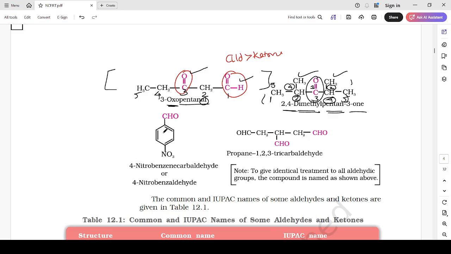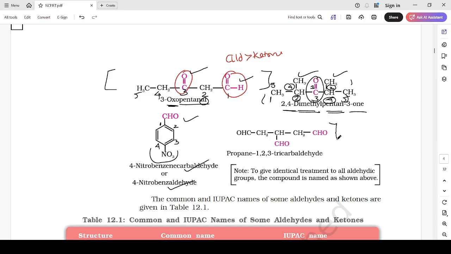Let's go for the next compound. 4-nitrobenzene carbaldehyde. This is also accepted. Or benzaldehyde is also accepted. Which is primary? This is primary. 2, 3, and 4. 4-nitrobenzaldehyde.